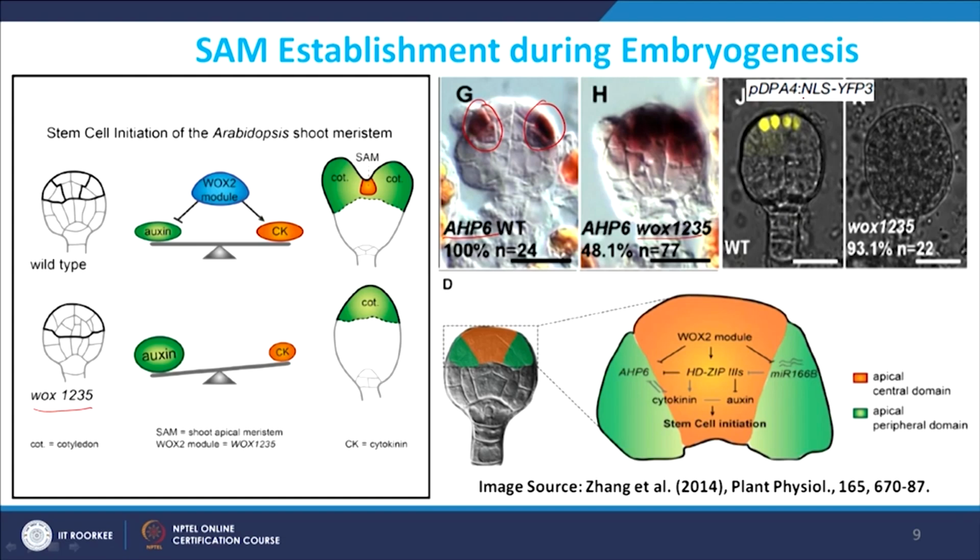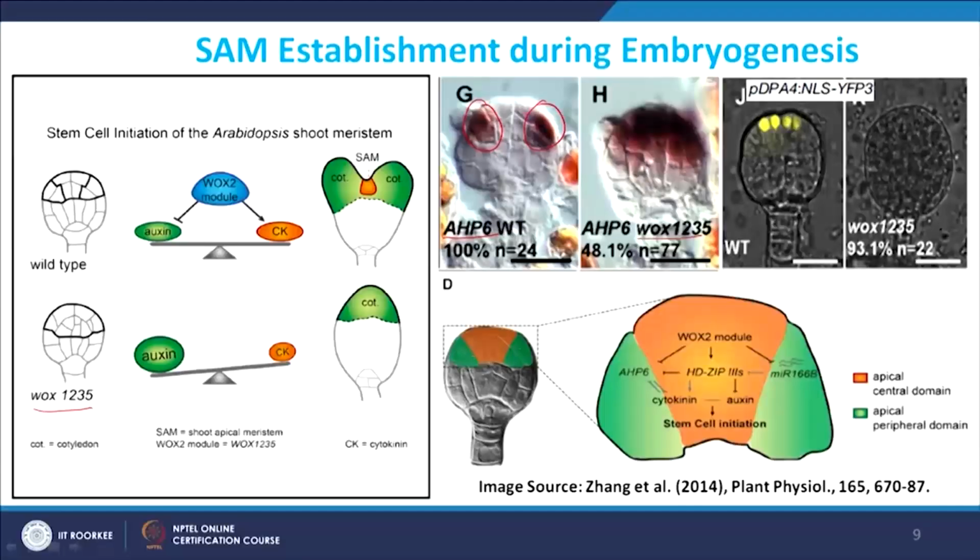Similarly, this is another marker which is known to be expressed in the apical region, and in the mutant background this is disappearing. So, this suggests that WOX genes are very important in assigning a proper fate to the apical region of the meristem. If you look at the apical region, what is happening on the apical side, there is a peripheral domain and a central domain.